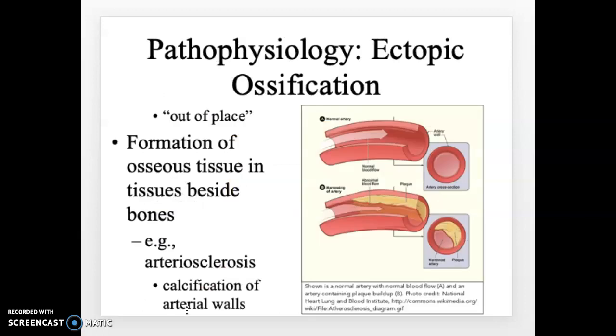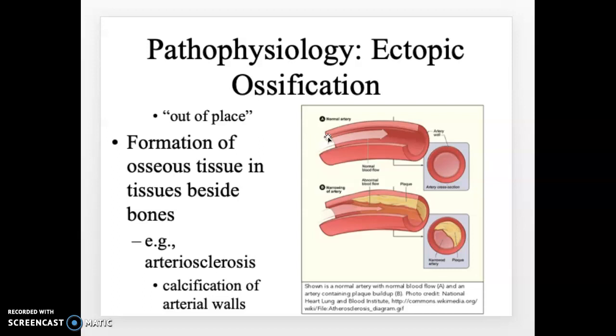Oh, I lied. One more pathophysiology for you. So ectopic means out of place, and ossification is calcification. This means ossification happening outside of place. So we want ossification to be happening in our bones, but it can happen in places elsewhere, like our arteries.